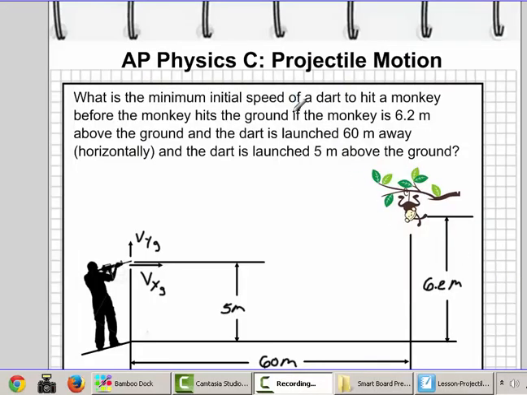This is Dr. Holt. I want to work two problems here having to do with projectile motion. This first problem is the famous monkey problem. Here we want to find out what is the minimum initial speed of a dart to hit a monkey before the monkey hits the ground.